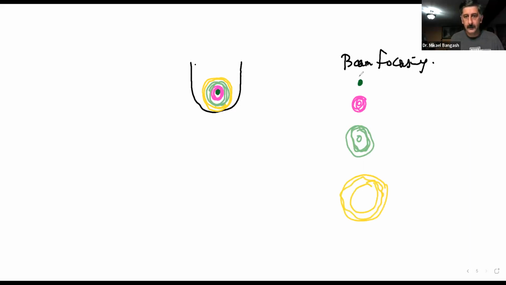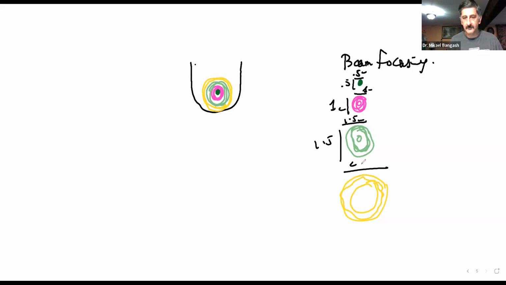You can say that this diameter here was half a centimeter. Just assuming, I have 1 centimeter, then 1.5 centimeters, and we could say 2 centimeters.